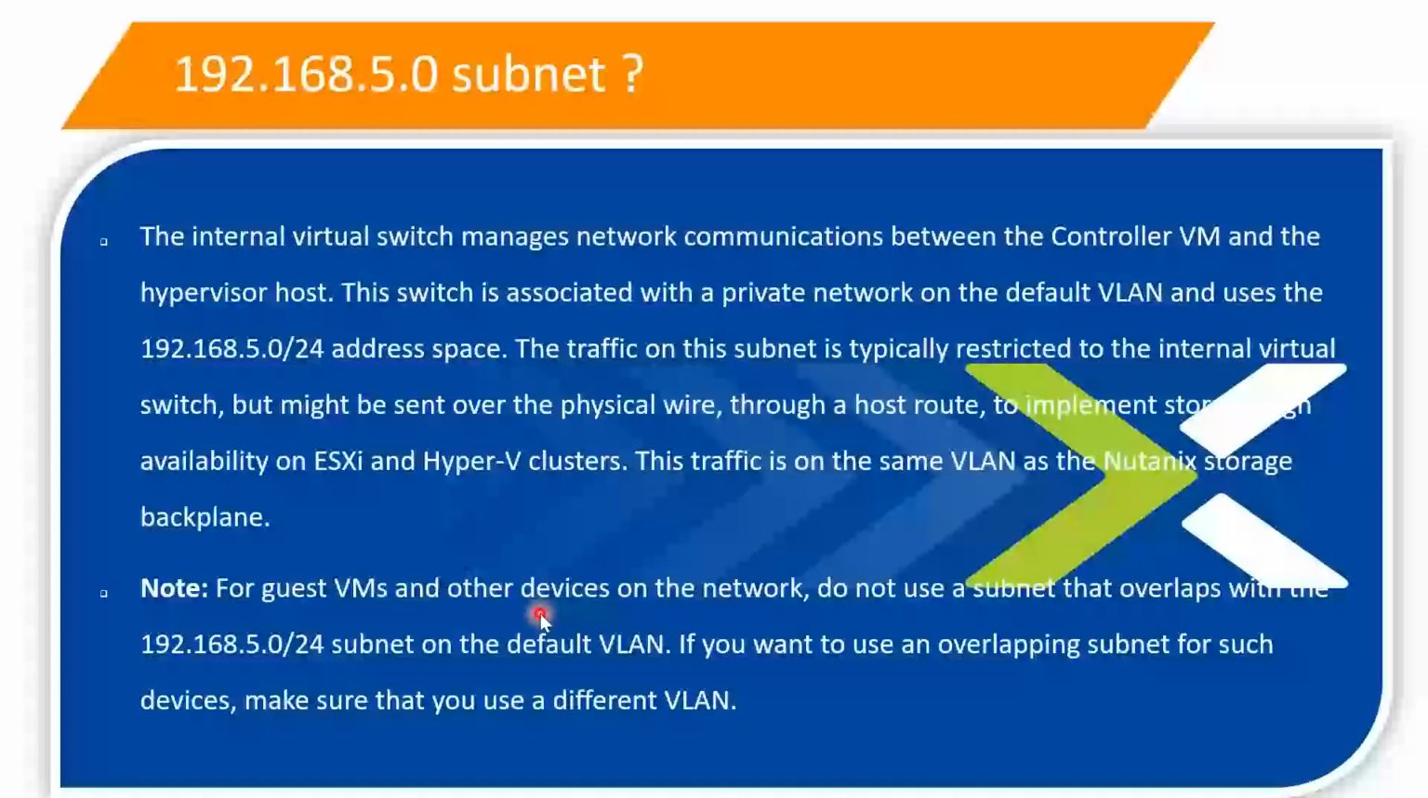For CVMs and other devices on the network that overlap with this subnet on the default VLAN, if you want to use the overlapping subnet for such devices, make sure that you use a different VLAN. So probably change the VLAN ID. Here it's mentioned that you use the default VLAN, so if there is a need to use the subnet, then go with a different VLAN ID.